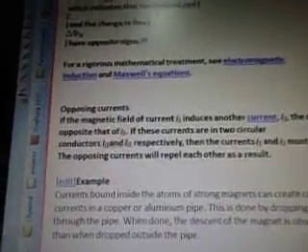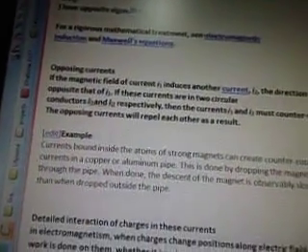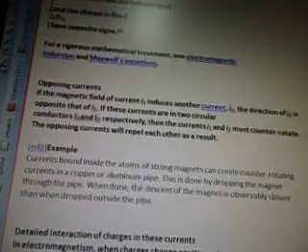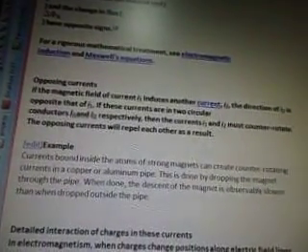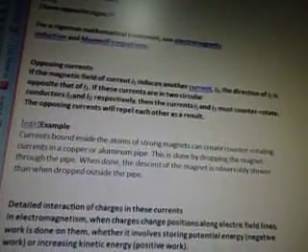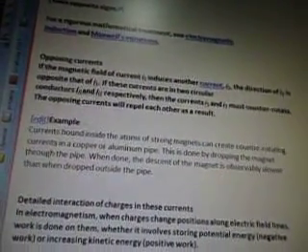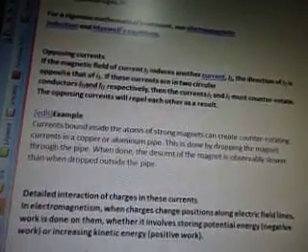Opposing currents. If the magnetic field of a current induces another current, the direction is opposite of it, and if these currents are in two circular conductors, respectively, then the currents must counter-rotate. The opposing currents will repel each other as a result. Detailed interaction of charges in these currents.